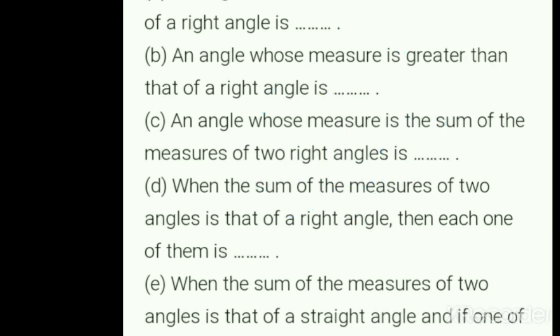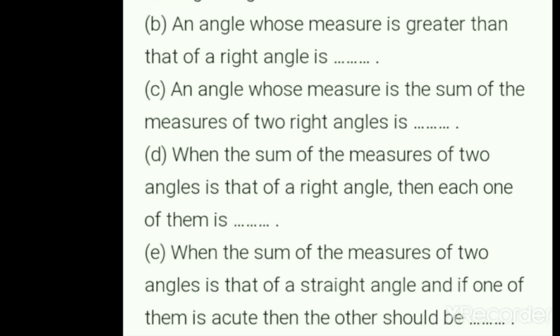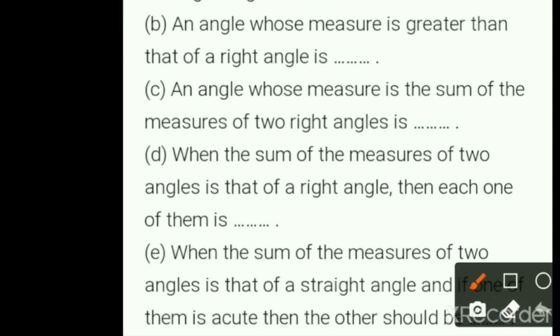Clear? Now, E question. When the sum of the measures of two angles is that of a straight angle, and if one of them is acute, the other should be dash. So when you are adding two angles, if you are getting a straight angle, that is 180 degree, and if one is acute, the other should be what? It should be obtuse angle. Yes or no? Take one example. When you're adding both, you have to get 180 degree.